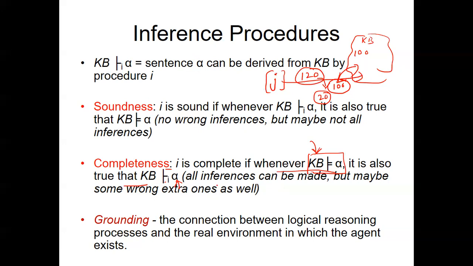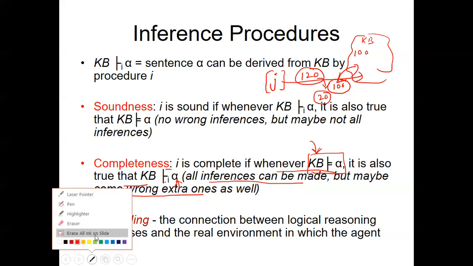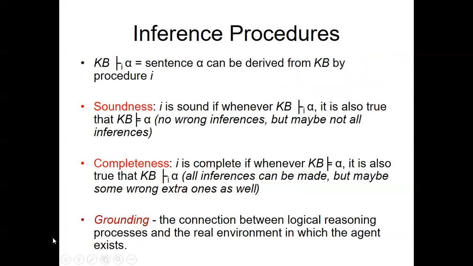That's the meaning. So the point here is all inferences can be made, but it may make some wrong inferences also, some extra wrong inferences also. Okay, so this is how we define the soundness property and completeness property of the inference algorithm. There is another property called grounding.